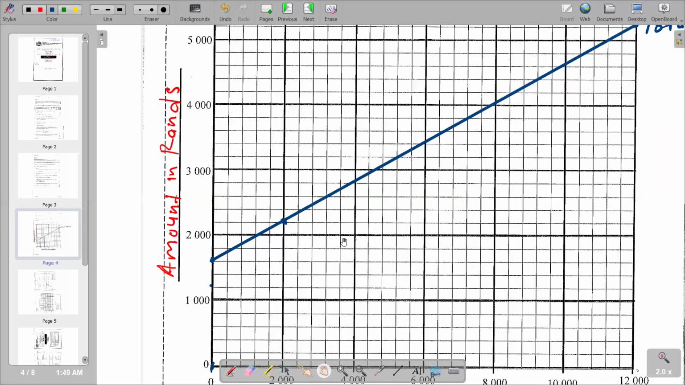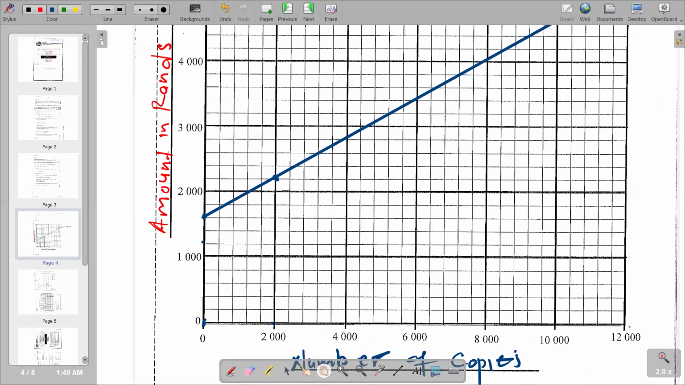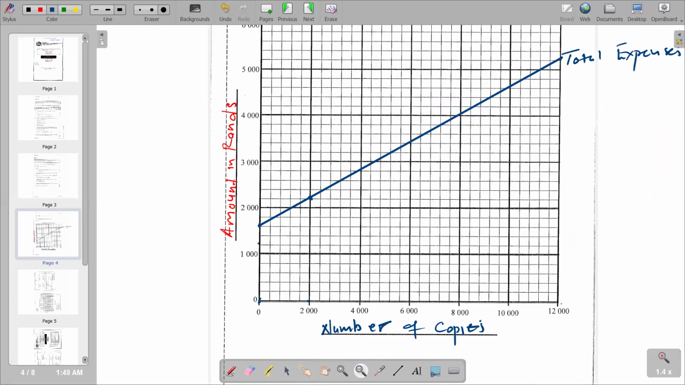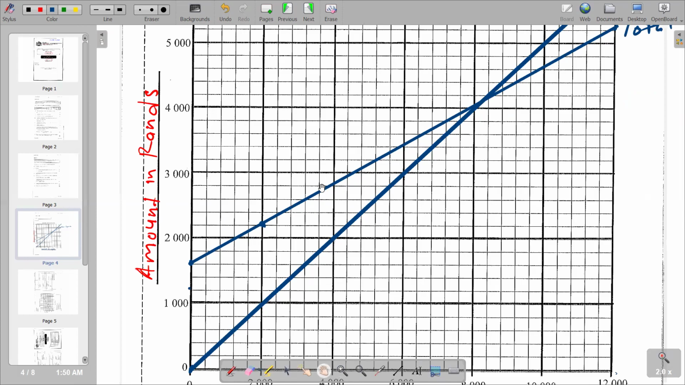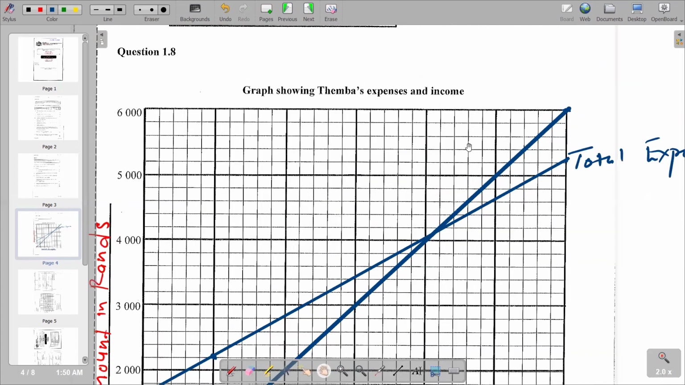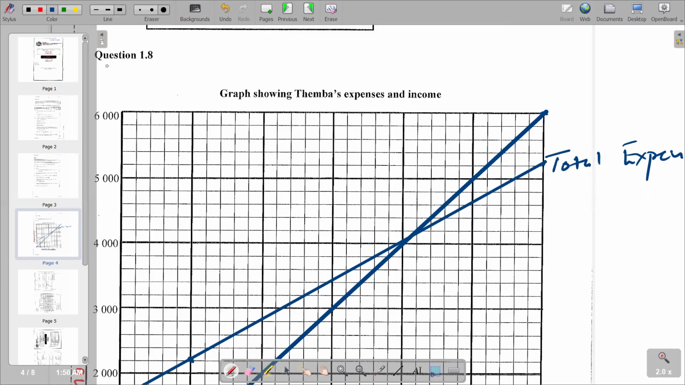From those points, we can join them with a straight line. We can zoom in so that we can come up with a straight line. So this becomes our other curve, which is the total income curve. So we can just label it there, total income.